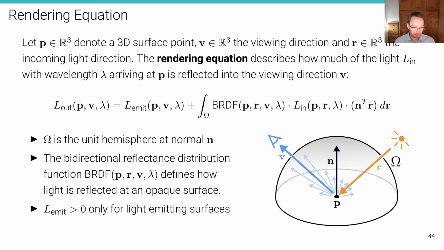And then there's an additional term here which is only present if this point also emits light. So there could be a light source that's reflecting light arriving from some other light source, but also emitting light into a particular direction. And so we have to add this emission term here as well for emitting light sources.